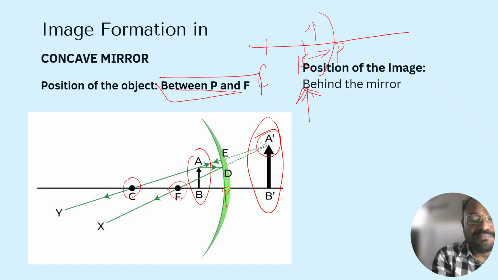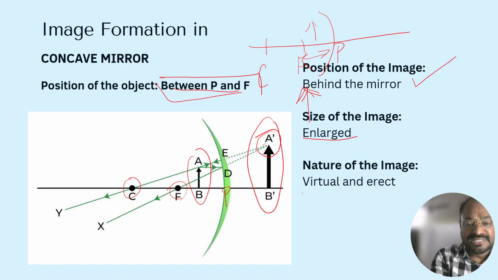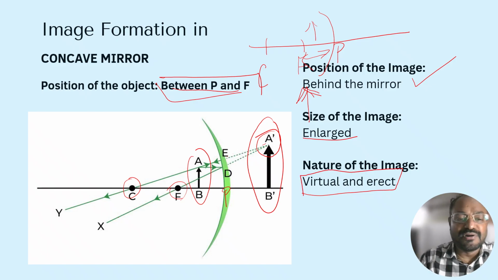Between P and F, you will get the image behind the mirror, and it is going to be enlarged in size. A virtual and erect image will be formed when the object is kept between P and F.